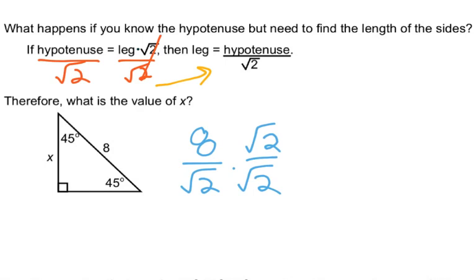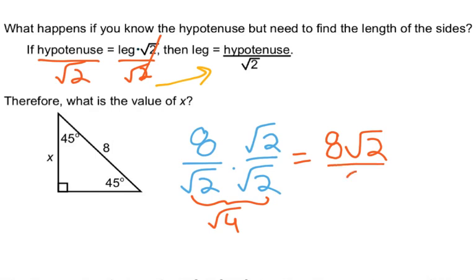So now, when we multiply across, 8 times root 2 gives us 8 root 2. Root 2 times root 2, we said before, that's root 4, and the square root of 4 is 2. And you always want to see if you can reduce. Well, here we have 8 over 2, which 8 divided by 2 is 4. But that root 2 stays there. So therefore, we know that each leg is going to be 4 root 2.